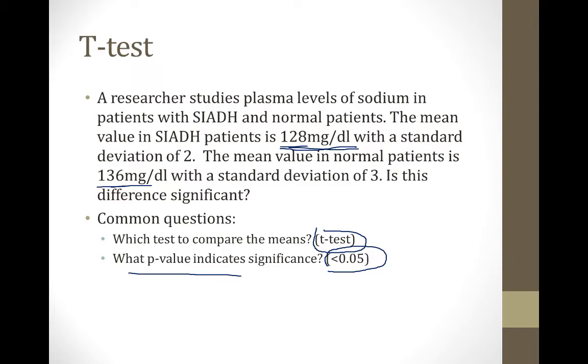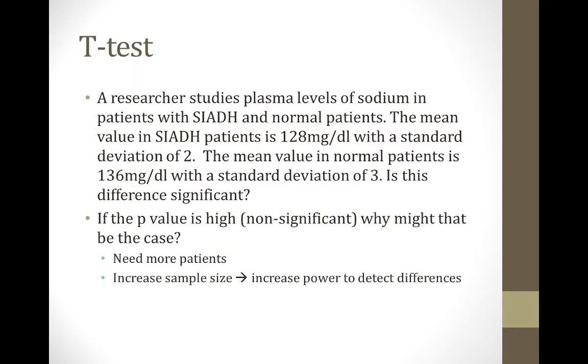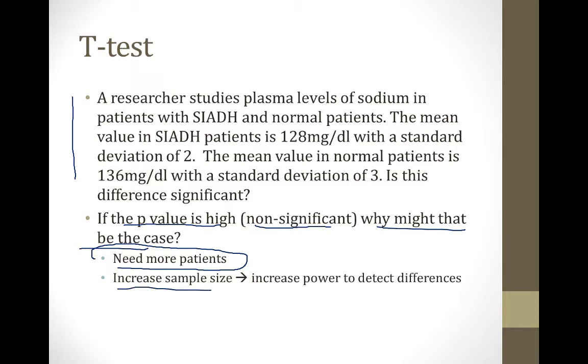And remember, if the p-value is less than 0.05, it means there is less than a 5% chance that this difference in means was due to chance alone and isn't a difference in true mean values between the groups. So here's the same question stem, but now they ask you something different. They say, if the p-value is high and non-significant, why might that be the case? And the answer is because you need more patients. Remember what I showed you before. The more patients you have, the more confident you can be that the difference between the two means is real and not due to chance. So if you increase the sample size, you increase the power to detect differences.